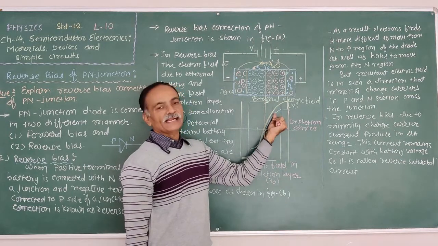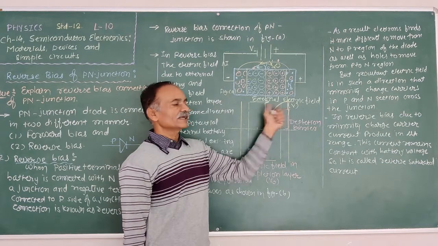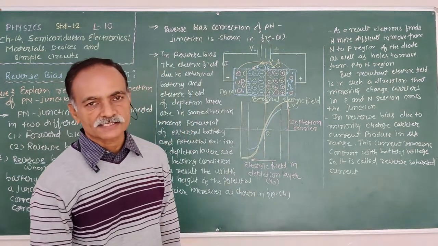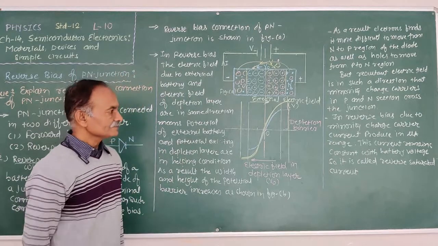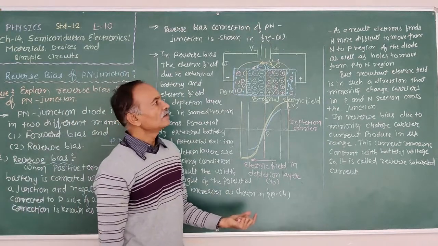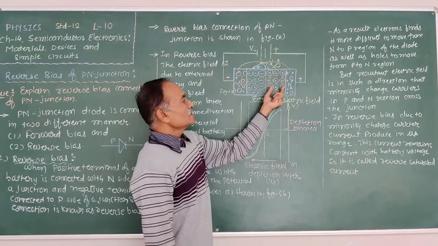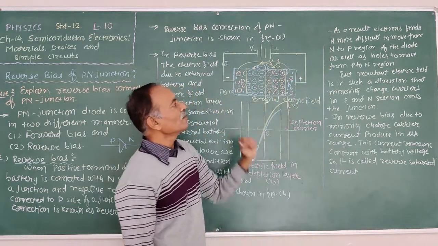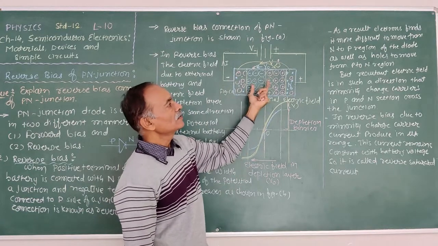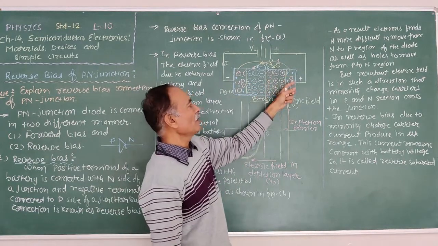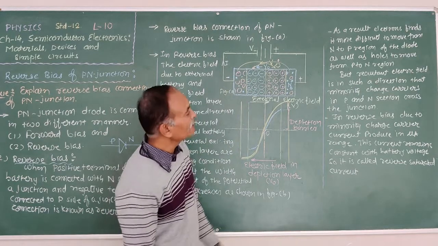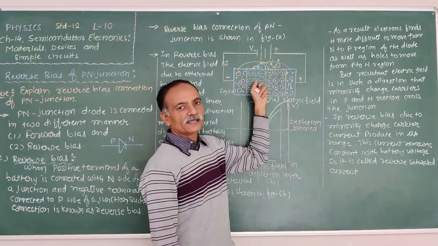Blue line shows the ideal potential barrier, while the yellow line represents the potential barrier in reverse bias. Clear this? Now, so in reverse bias, what has happened? The electron finds it more difficult to move from N to P region. Electron cannot easily move from N to P region.